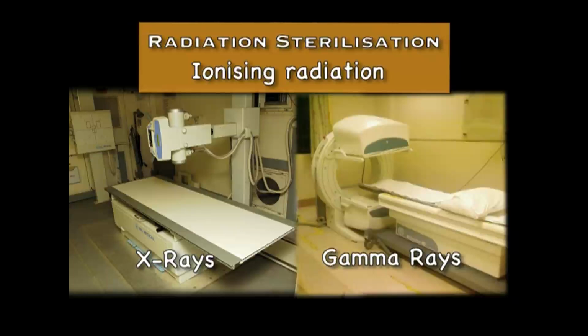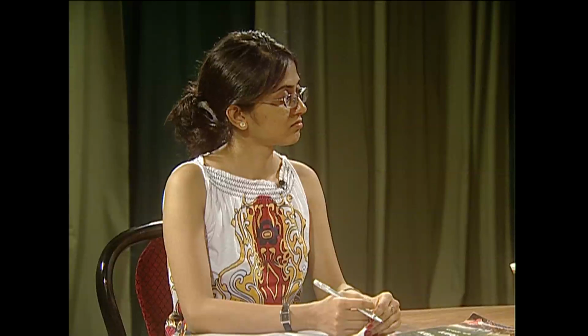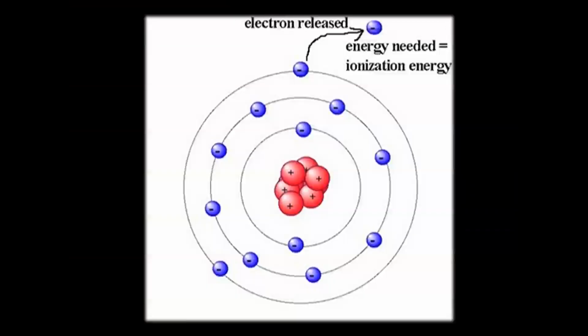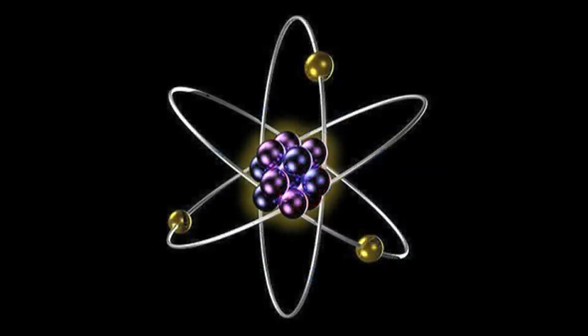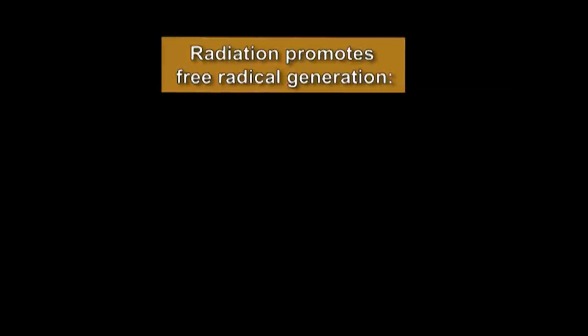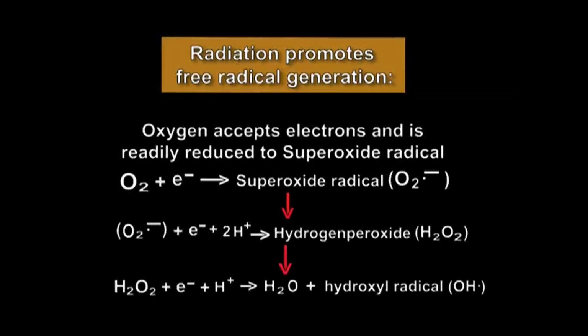So next comes the ionizing radiation. Ionizing radiation comprises X-rays and gamma rays. These are electromagnetic radiations. They cause the electrons to come out of their outermost shells, and once these electrons are coming out, they carry on the ionization of the atoms. Because of this ionization, they interact with the water molecules present inside the bacterial cells. Because of this interaction, there is generation of free radicals such as hydroxyl radicals, hydrogen radicals, and so on.